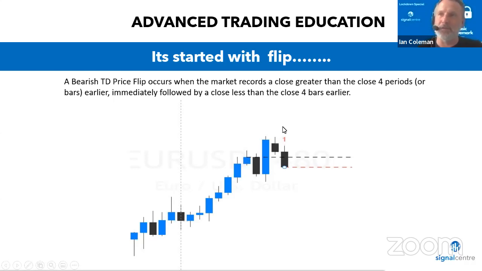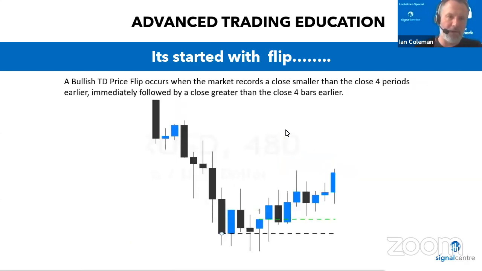So that produced this little 1, and I've taken all the rest of the numbers off. So that's produced this little 1 on top of the chart, and that is our bearish TD flip. And that's quite an important factor because that's where it all starts, okay? And then we've got the bullish TD flip. So obviously the opposite, we've seen some consolidation down the bottom here.